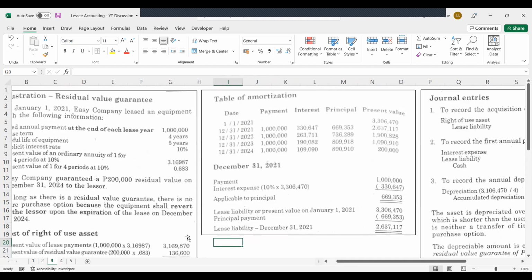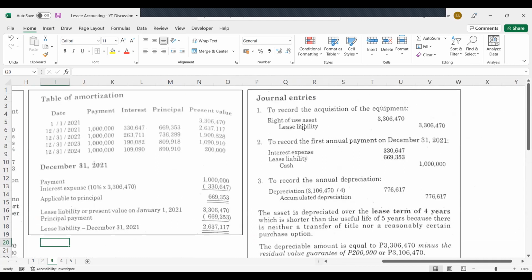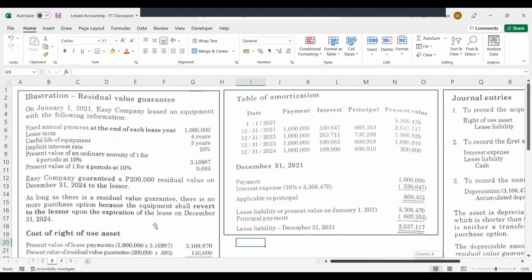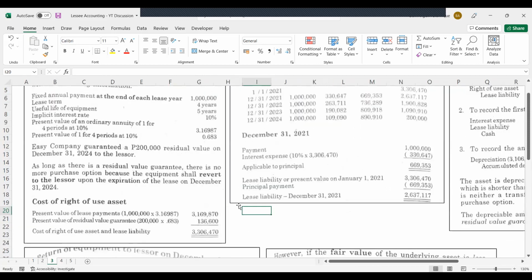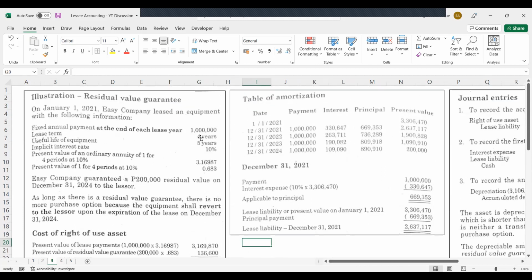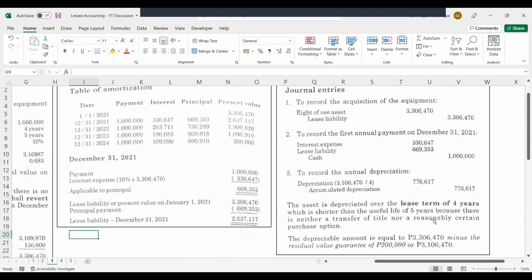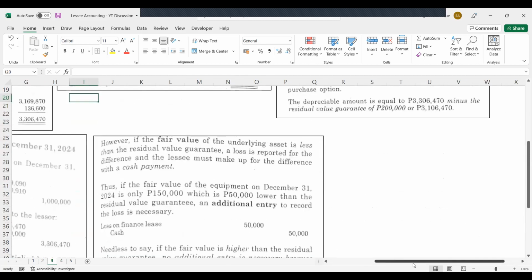So, to record, yung ating ROU, 3,306,470, equal din siya sa lease liability. So, pag nag-payment na, ganito yung recording. And for the depreciation, i-depreciate natin yung ating 3,306,470. Pero dahil may residual value, i-deduct muna natin yung 200,000 bago natin i-divide sa ating lease term. So, hindi natin ginamit yung useful life na 5 years kasi hindi siya mapapapunta sa'yo yung equipment at the end. Kaya divided by 4 lang. The asset is depreciated over the lease term of 4 years.